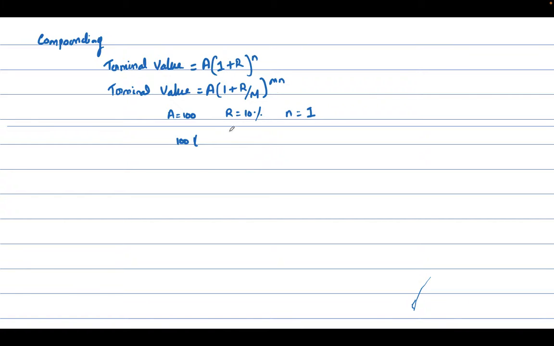So let us suppose the amount is 100, rate of interest is 10%, and number of years is 1. So it will be 1 plus 0.10 to the power 1. So you will get 110. The amount which is invested is 100 in a year, the rate of interest is 10%, and the terminal value will be 110 in a year.